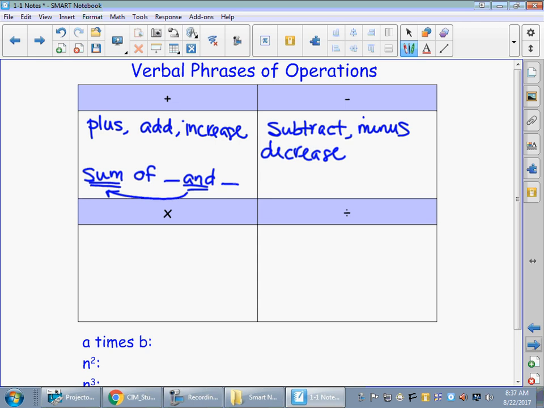And then for that whole "and" statement, the answer to a subtraction problem is called the difference. So the difference of some number and some other number. Again, in order to say "and," you've got to look at this first word. If they say difference, they want you to subtract. If they're saying sum, they want you to add.